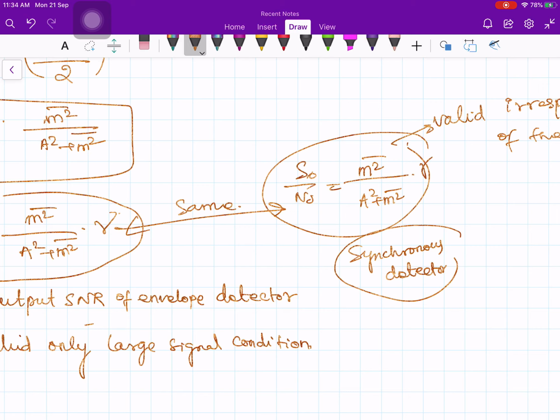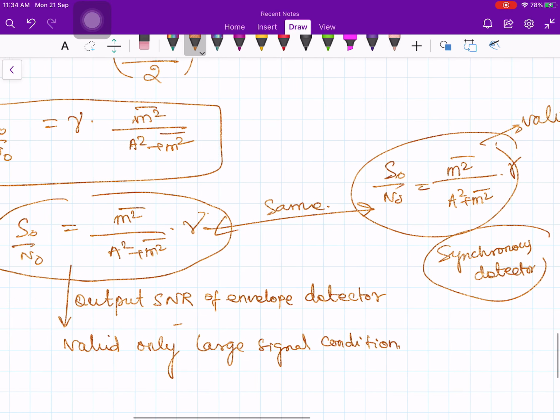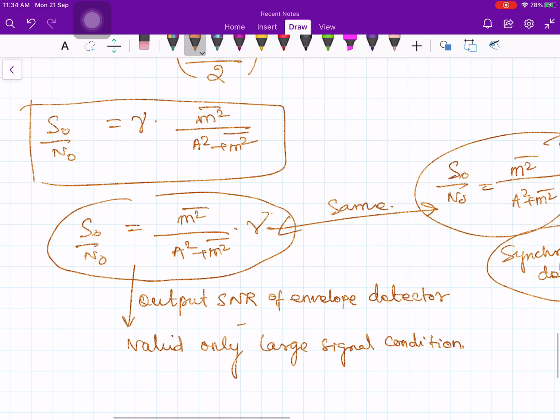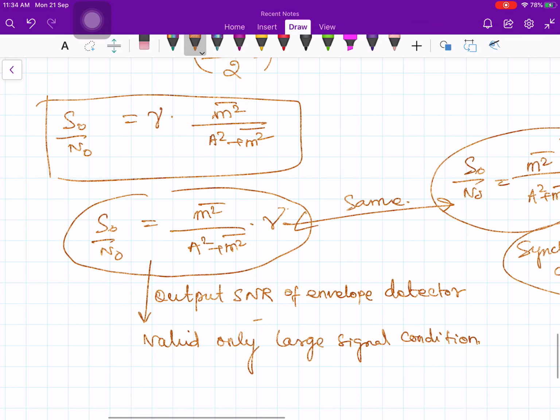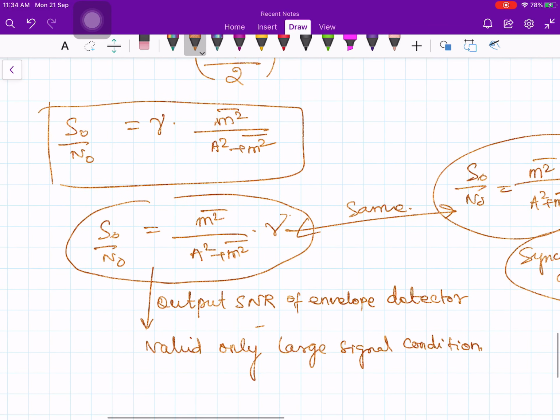All we are saying is that the assumption we made in the analysis is not valid under large noise condition, and therefore this expression will not be valid there. You will not be able to calculate the output SNR using this expression. That's all we can say. Whether it is worse or better, we don't know. So we have to find out.